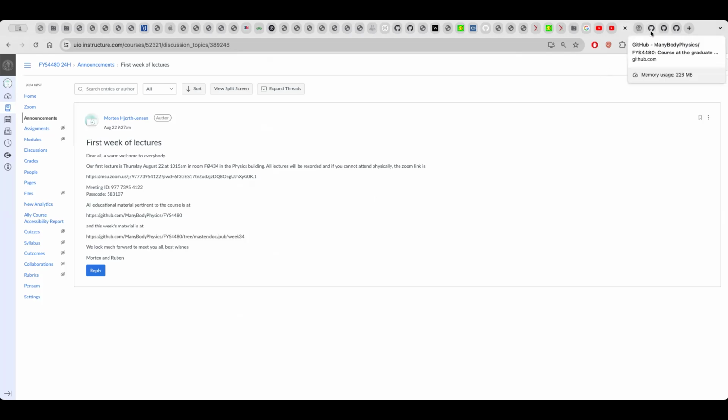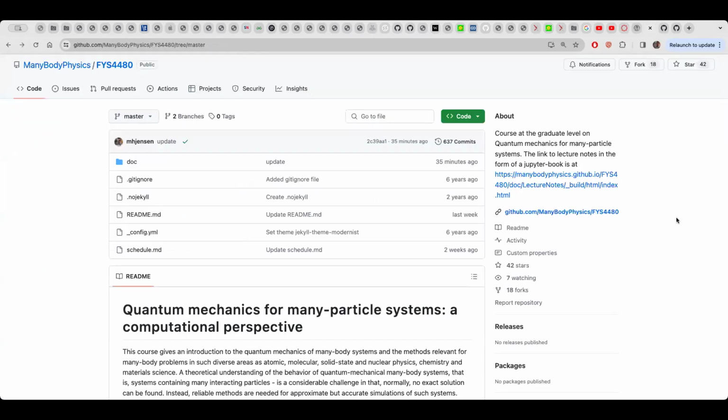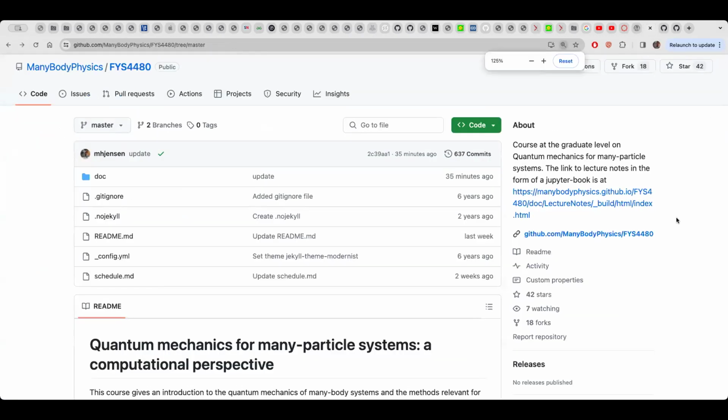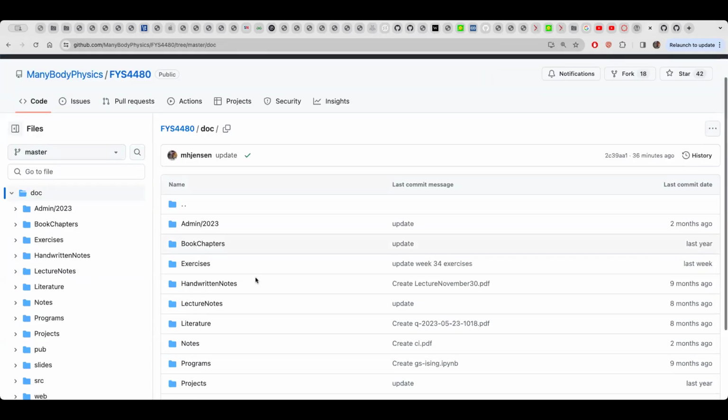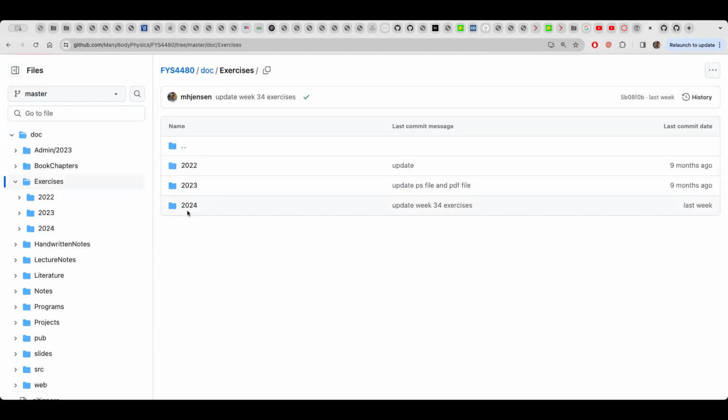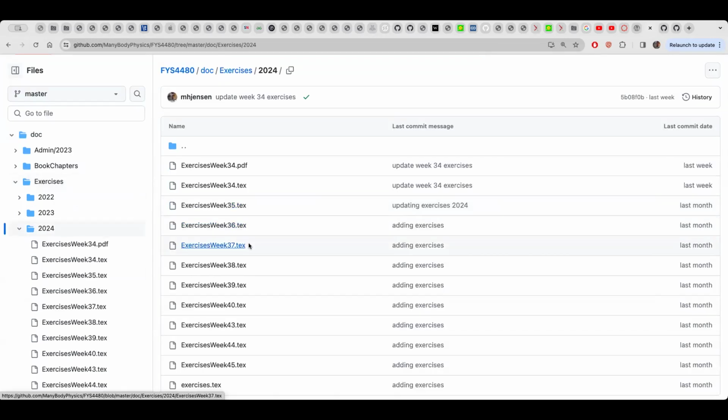Okay, so the other thing is the GitHub address of the course. And there you will essentially find all the information. I'm still updating my big lecture notes, so this is work under construction. But if you click on the doc folder here, you will find things like exercises. And this week we have a set of exercises. The exercises are labeled according to the week. You will find them as both LaTeX files and PDF files.